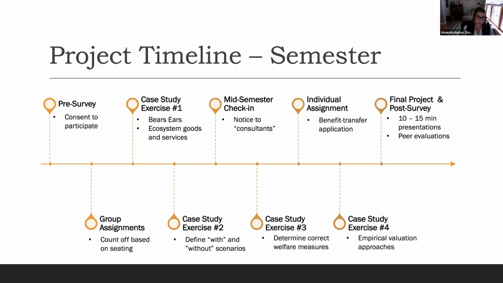And then we divided the class into 5 groups, and these were what we considered our consulting teams. Each consulting team was asked to assess the net economic value of going from the larger size of the Bears Ears National Monument to the smaller size. To motivate the discussion and get students familiar with the policy analysis process, we presented them with 4 different case study exercises, each of which built upon the other.